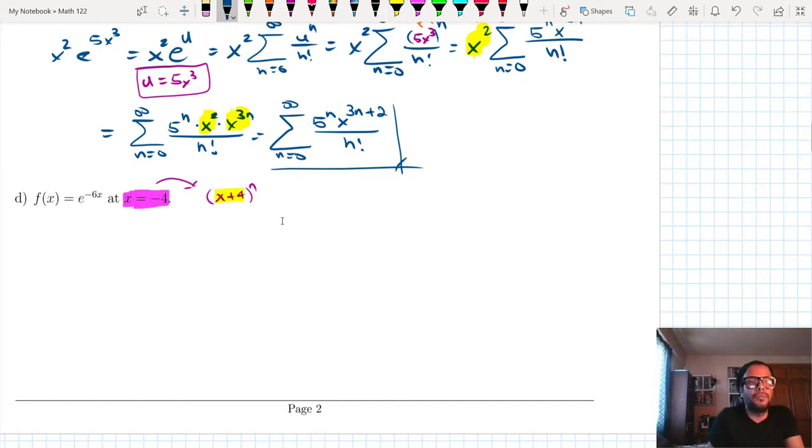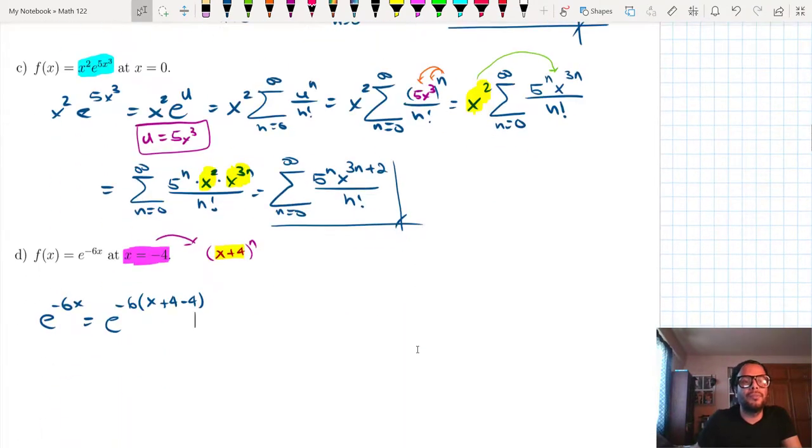So this is what we do. e to the negative 6x equals e to the negative 6 times x plus 4, minus 4. And I'm going to do the exact same thing. I'm going to group the first two terms as a whole, and the last term as only one term. Of course, it's just one. Distribute.